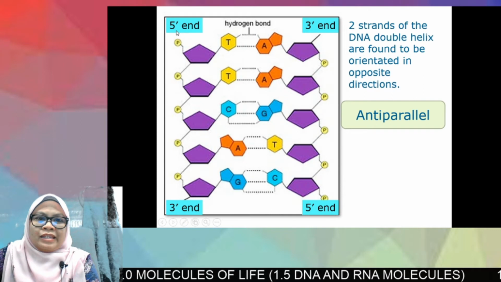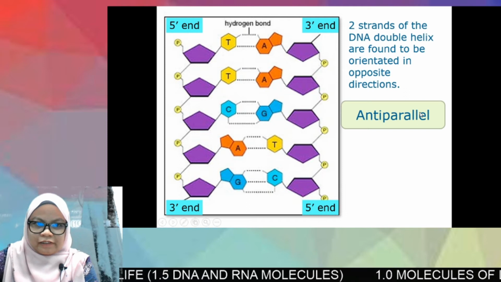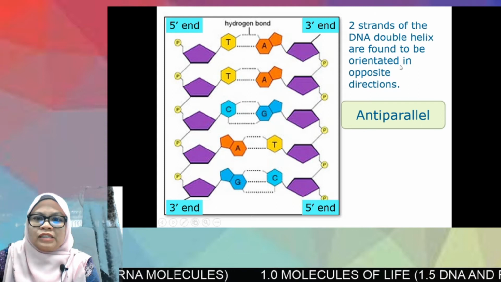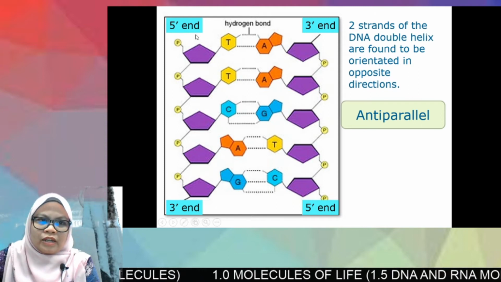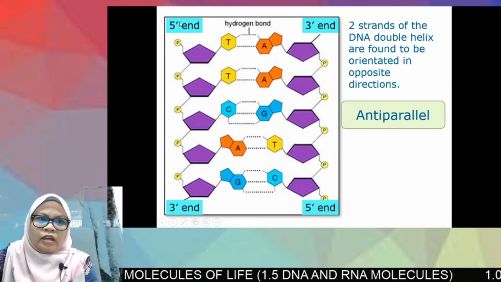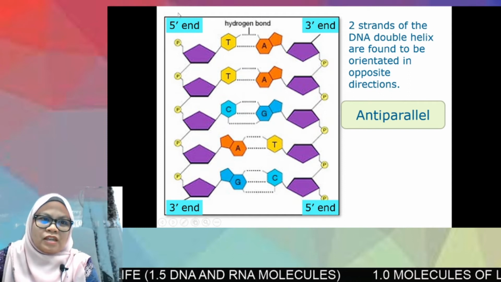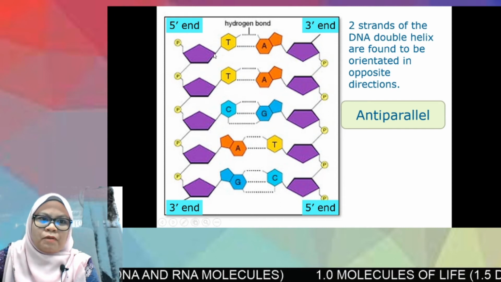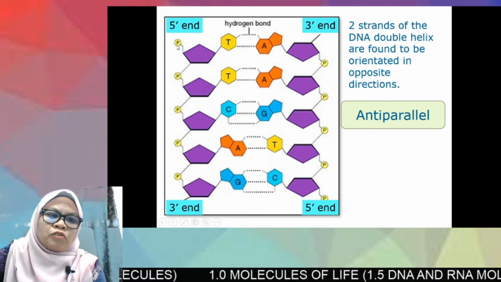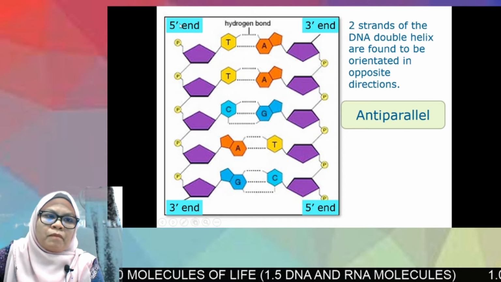In DNA, the polynucleotides are arranged anti-parallel. The 2 strands of the DNA double helix are found to be oriented in opposite directions. Look at this. The pentose sugar is facing upside, and the phosphate group is facing upside with 5' end, because this is carbon number 1, 2, 3, 4, 5. The phosphate group is attached to carbon number 5 and facing upside, so we call this the 5' end.